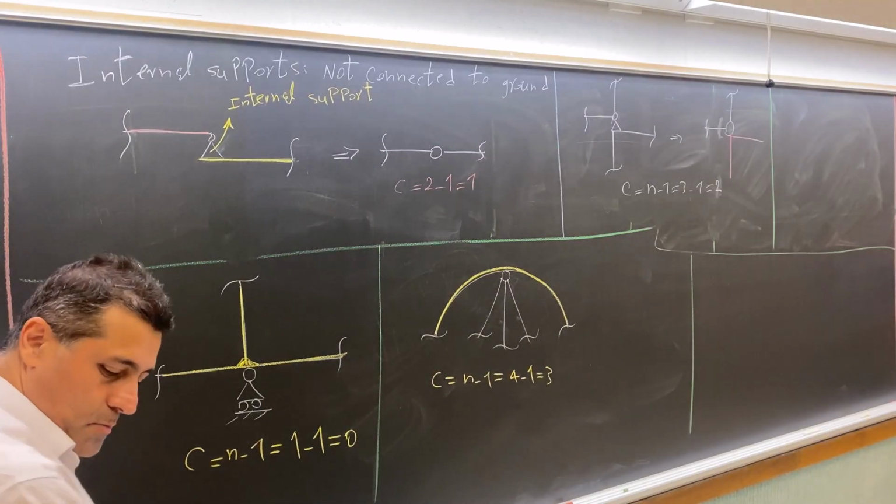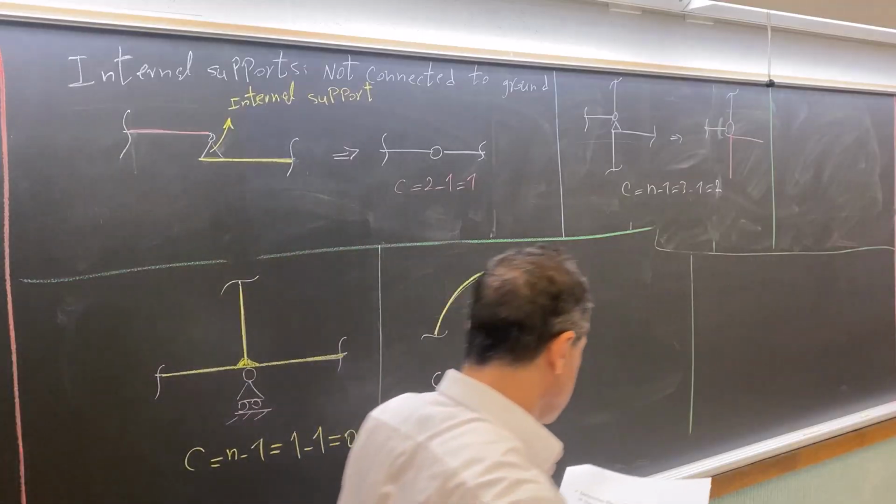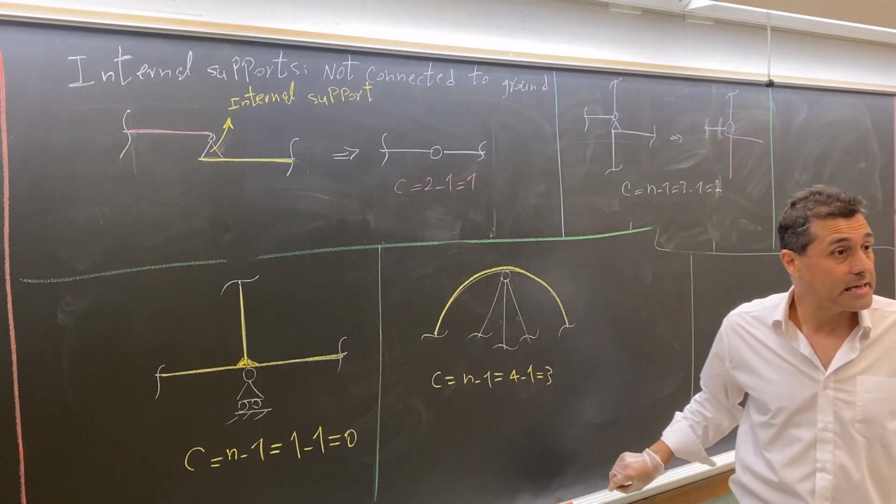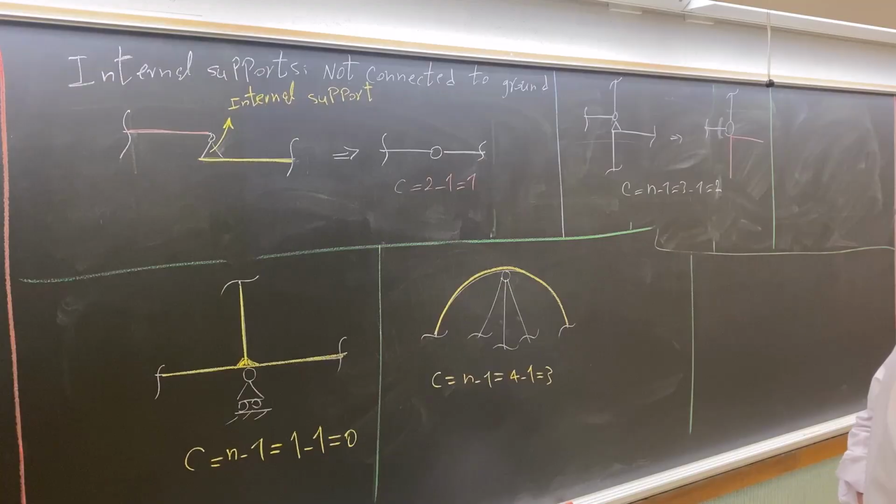And your next problem is... thank you. We have an element, we have internal pin. What about this? How many elements are connected? 4. Yes, 4. And this is internal support. We replace it with internal pin. So C is n minus 1, 4 minus 1 is 3.